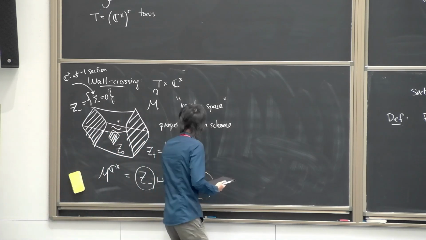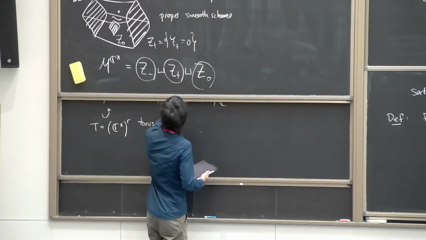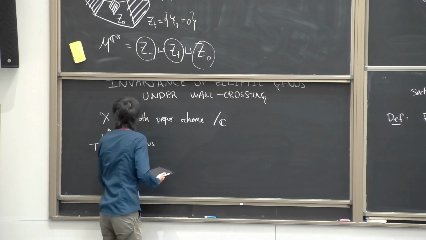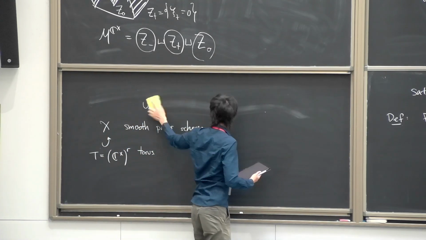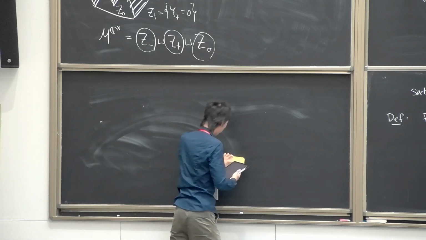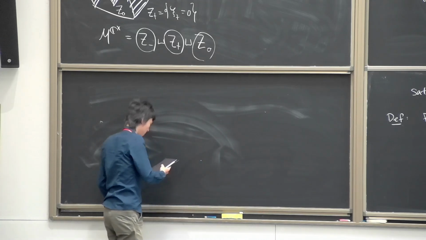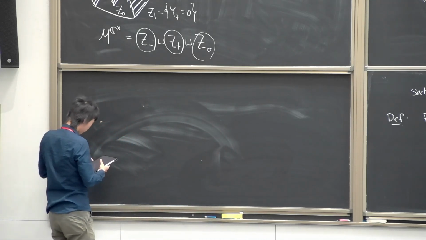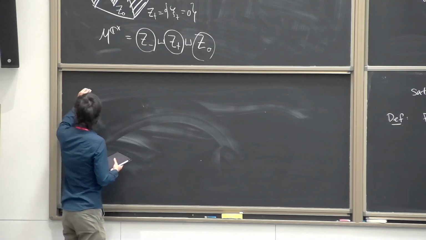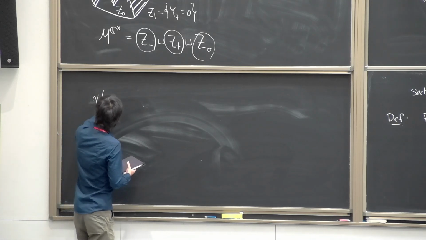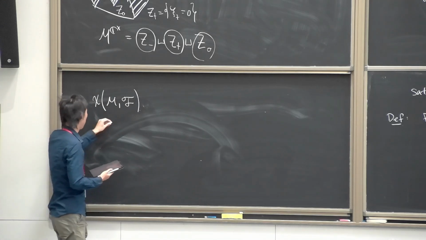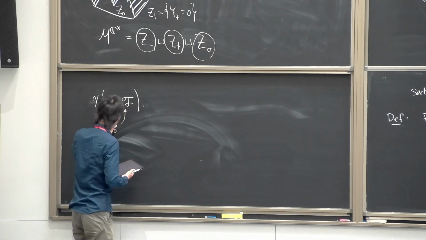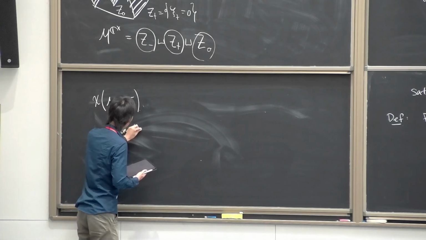So I want to quickly explain how to get this relation that I'm talking about. So we'll think about the Euler characteristic on M of some coherent sheaf F. This is some coherent sheaf.